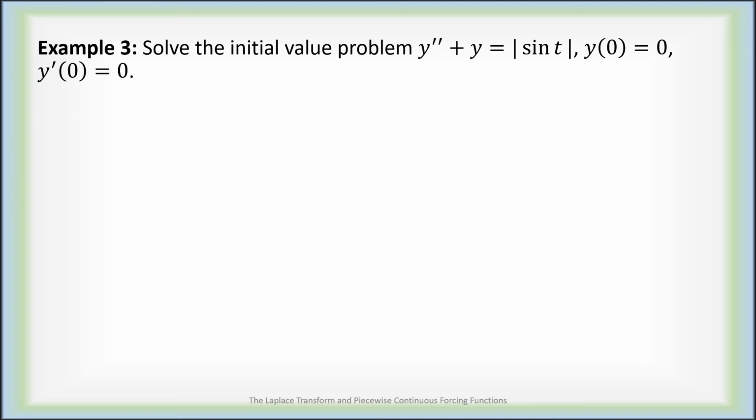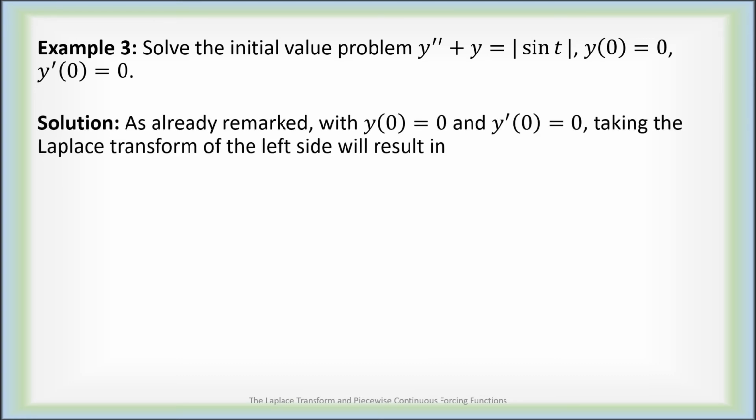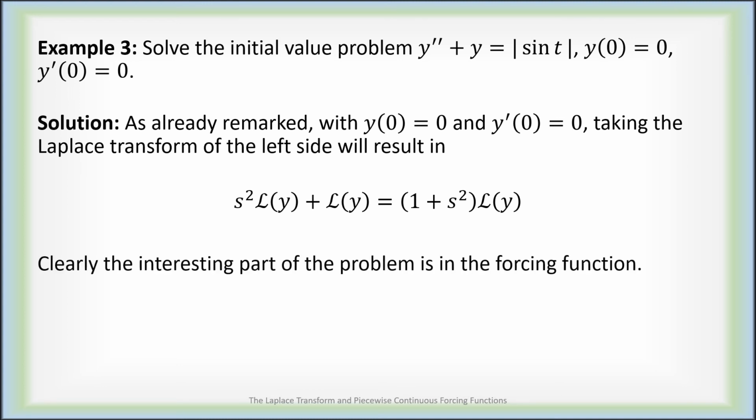And a third example, solve the initial value problem. y double prime plus y is the absolute value of the sine of t, where y of 0 is 0 and y prime of 0 is 0. Now we've already remarked that with initial conditions y of 0 and y prime of 0 both being 0, the Laplace transform of the left is just going to result in 1 plus s squared times the Laplace transform of y. That's straightforward. The interesting part of the problem is definitely that forcing function, the absolute value of sine.